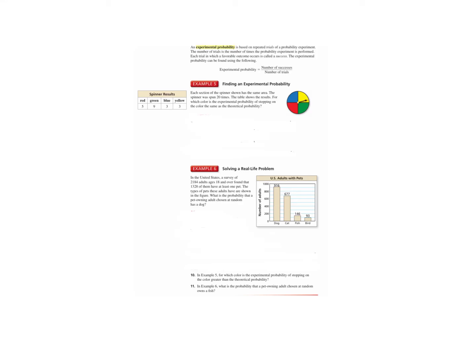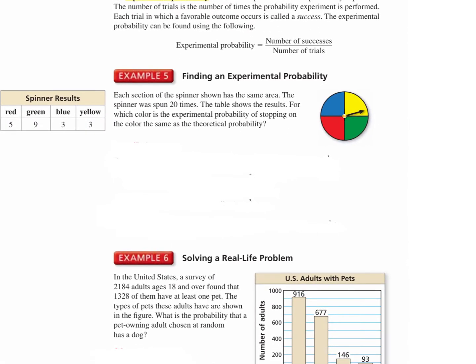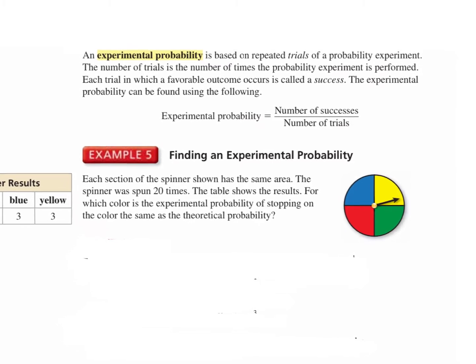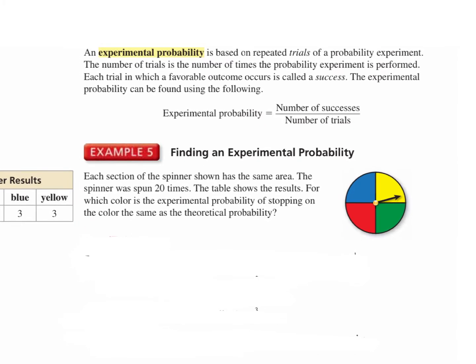Alright, so we're going to start with example 5 for the second half of 10.1. We're going to look at experimental probability. Experimental probability is based on repeated trials of a probability experiment. The number of trials is the number of times the probability experiment is performed. Each trial in which a favorable outcome occurs is called a success.